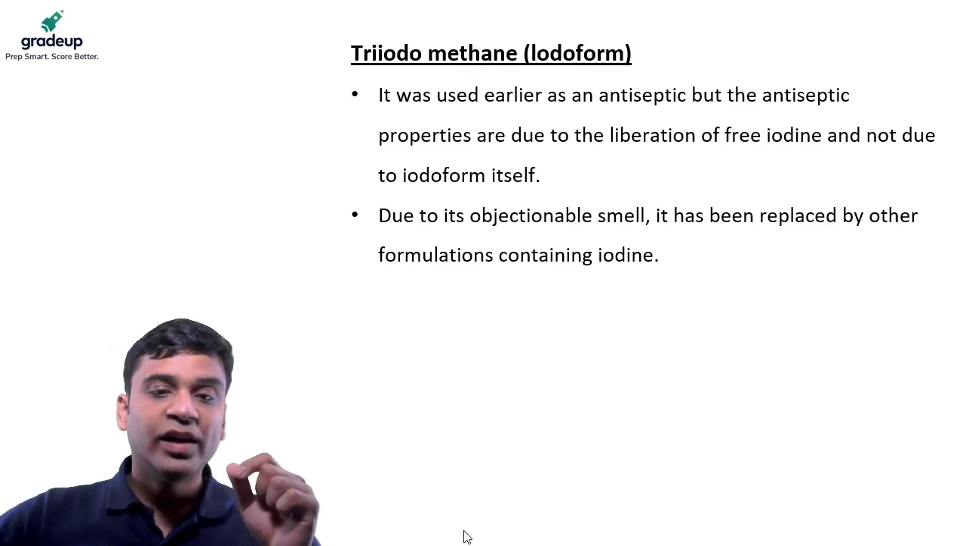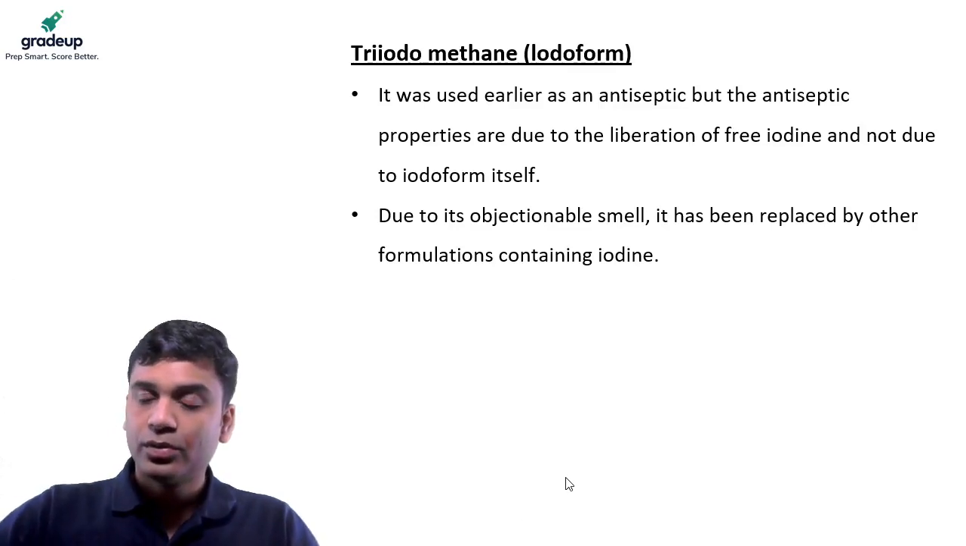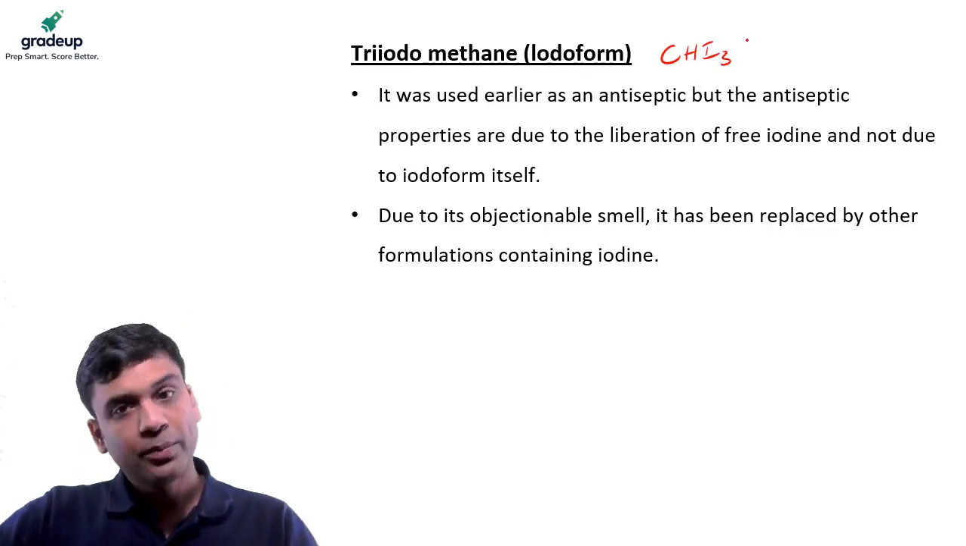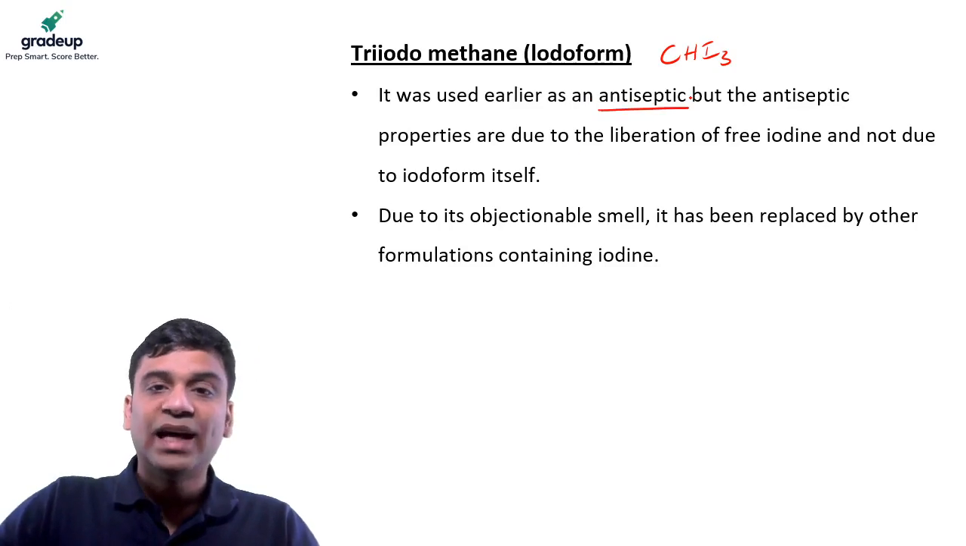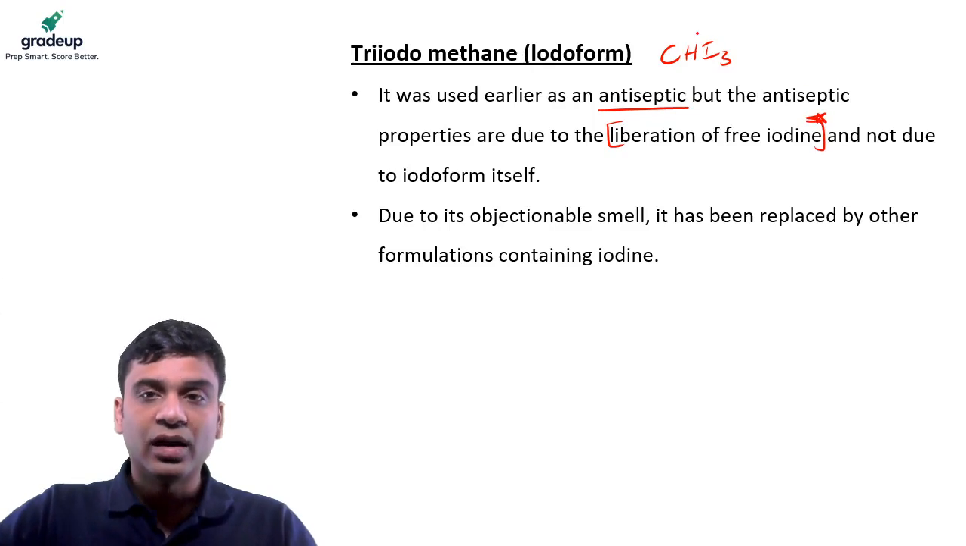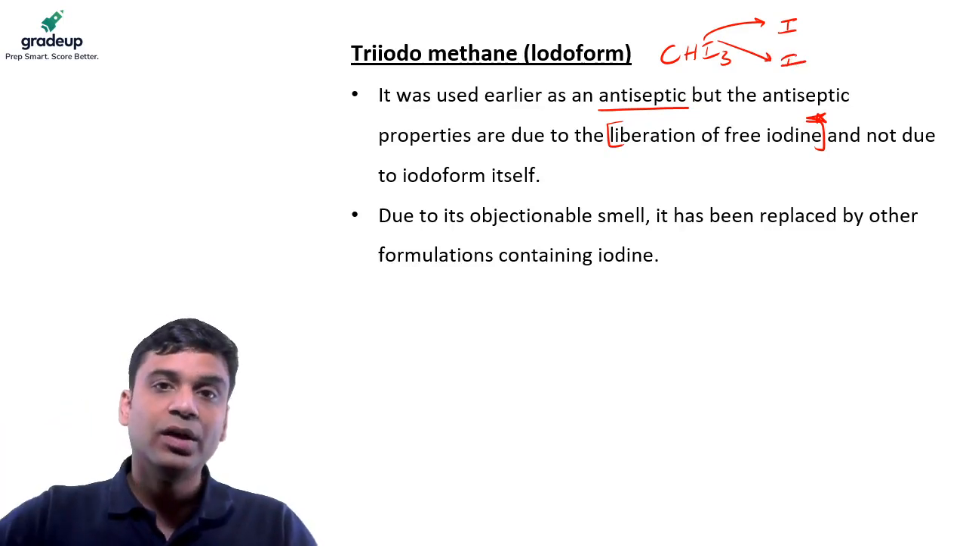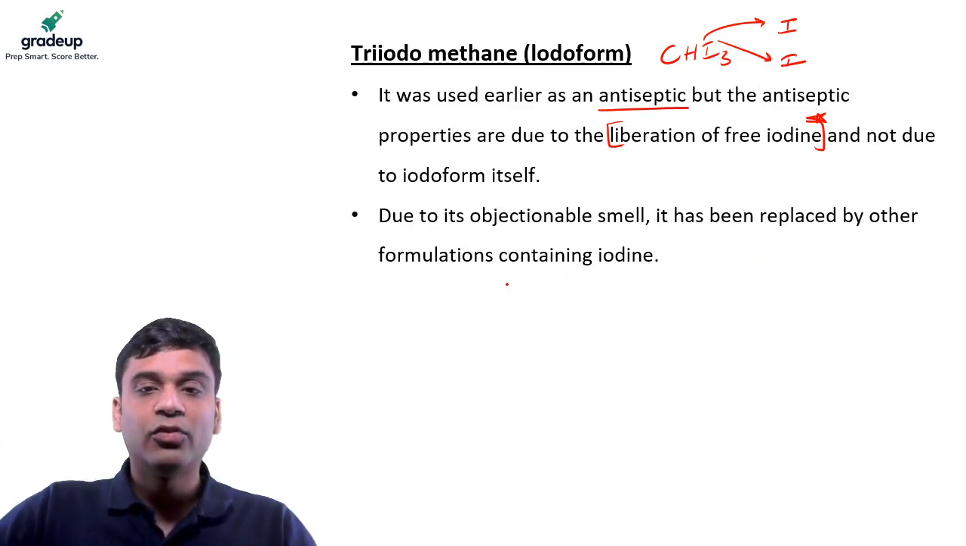Similarly, iodoform. What is iodoform? Iodoform is CHI3. Same, but instead of Cl we have iodine. It is used as an antiseptic, and the antiseptic property comes from the liberation of free iodine. The iodine in iodoform gets liberated. Even normal iodine is a very good antiseptic. So from iodoform you're getting iodine, which is good. Presently we have other formulations containing iodine because iodoform has an objectionable smell.